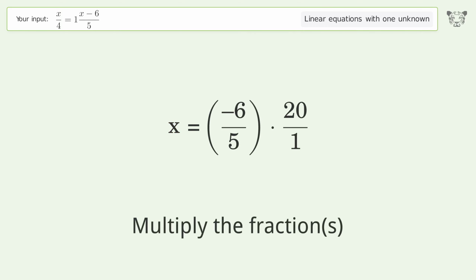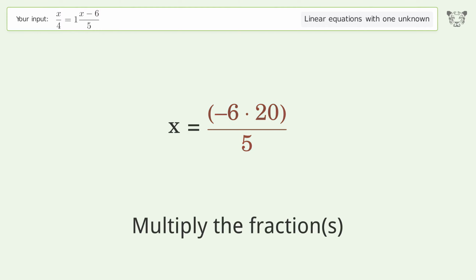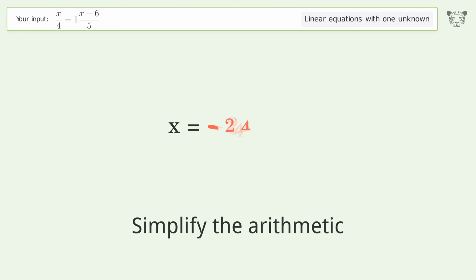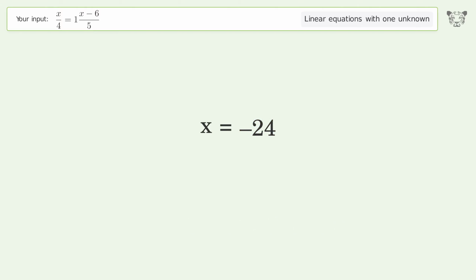Multiply the fractions. Simplify the arithmetic. And so the final result is x equals -24.